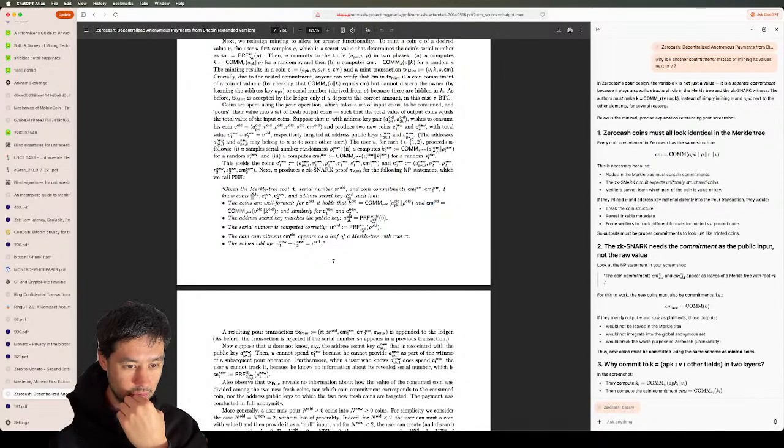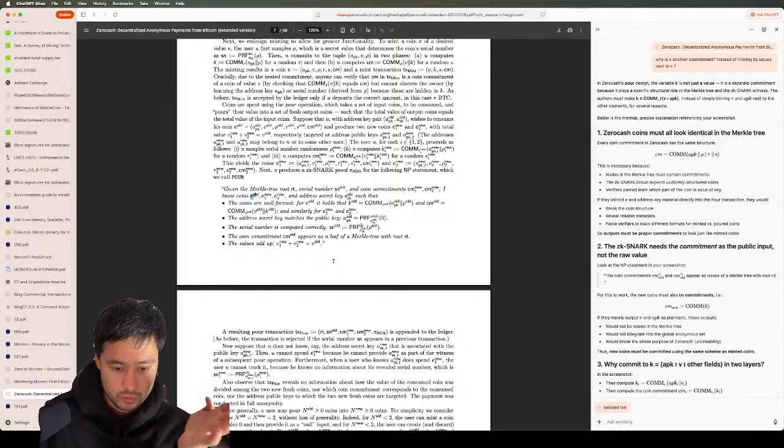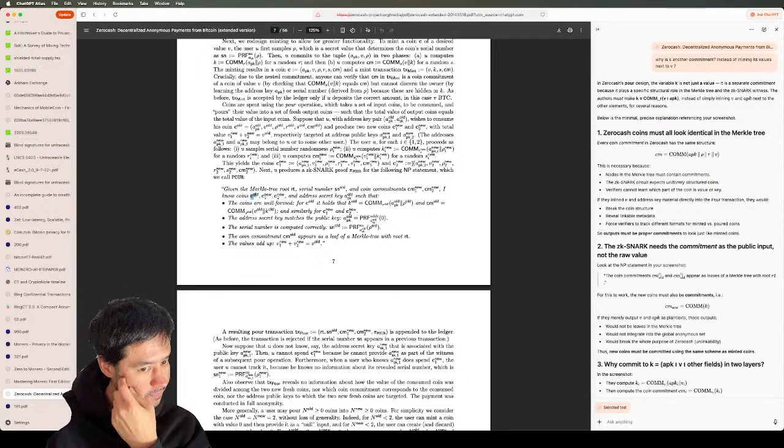Wait, what is C old? Where is C old used? Is C old just a concept? Oh, it's just a tuple, right? So it is a concept. And you need to send that to the recipient, do you?